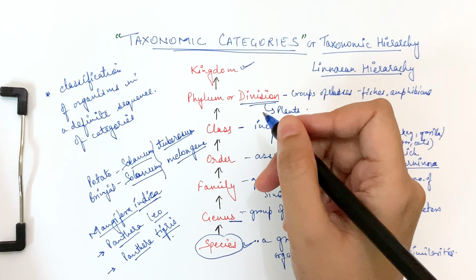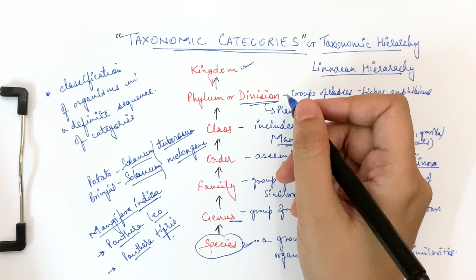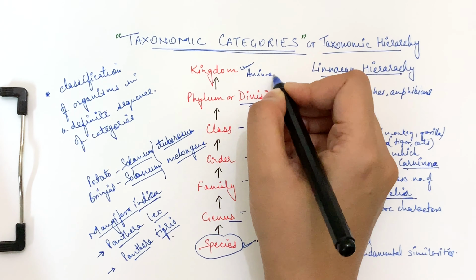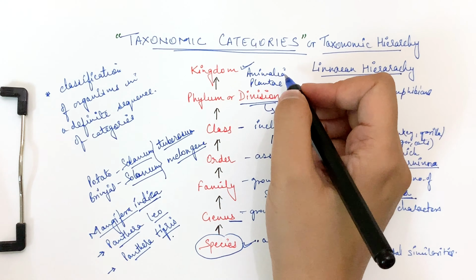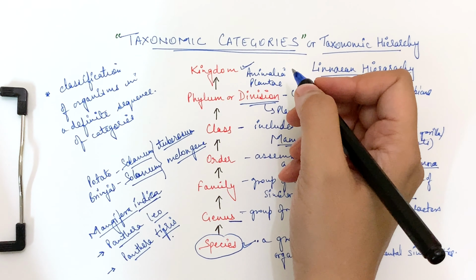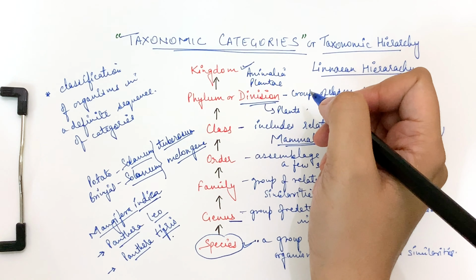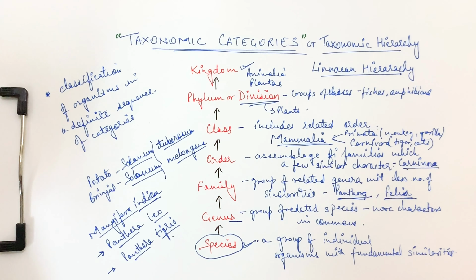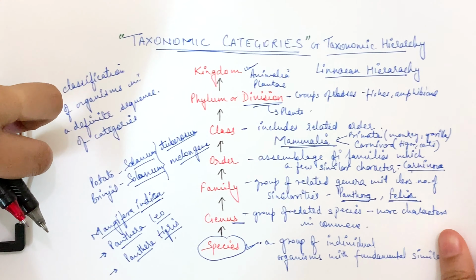Then comes the kingdom. Kingdom, being the highest category, comprises Animalia and Plantae: animal kingdom and plant kingdom. So now all the animals are put together in the kingdom Animalia, and all the plants are put together in the kingdom Plantae. So what we'll do is study the entire taxonomy, giving some examples of how the animals are basically categorized together.